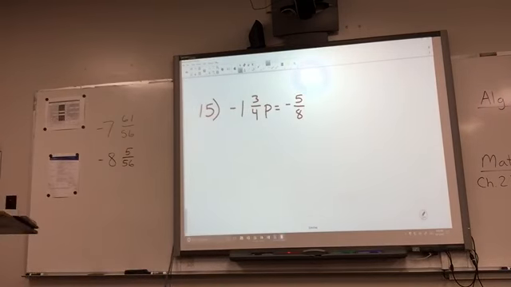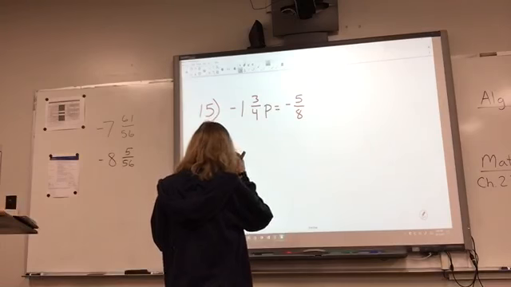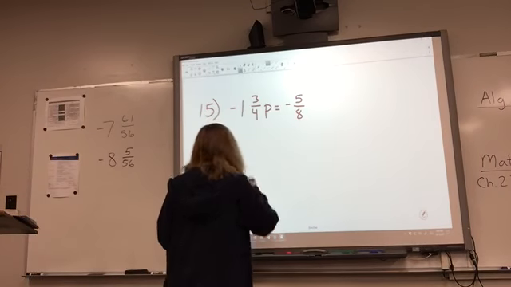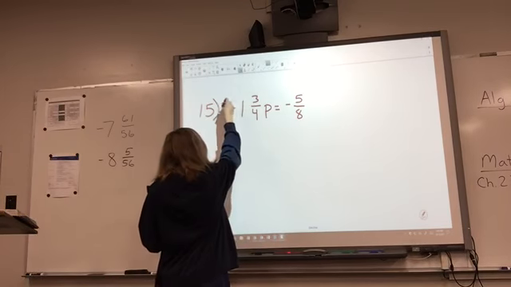Whenever you have a fraction being multiplied, change it to improper. You don't have to get common denominators when you're multiplying or adding. All right, listen up.